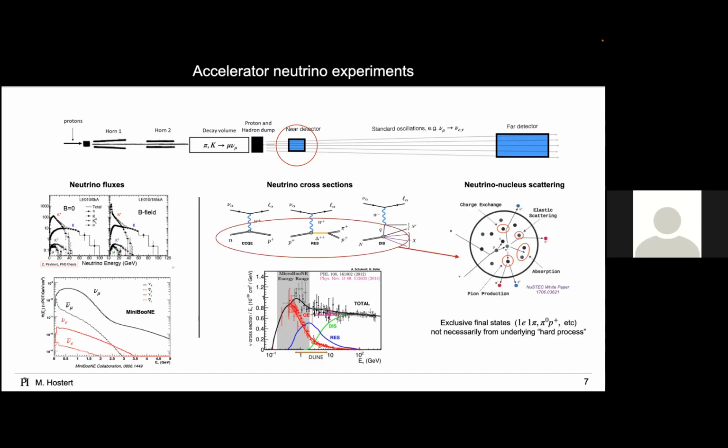Now, to make things more difficult, this is all taking place inside of a nucleus. So whenever you have the hard scattering process on the proton, for example, that will be located inside of a nuclear medium. And therefore, the final state that you see in the detector may not necessarily be the same final state that you have in the underlying process. Because inside of that nuclear medium, the proton may charge exchange, it may kick out additional pions and so on. So that's one complication to keep in mind.